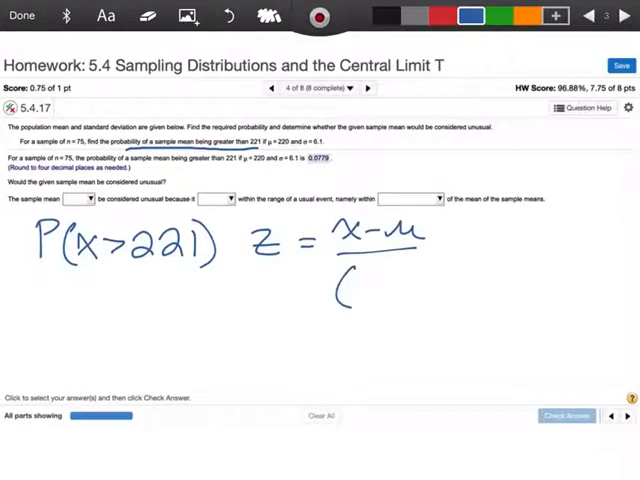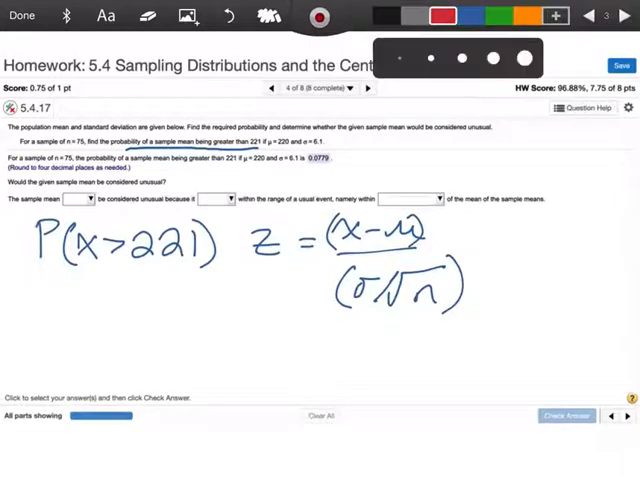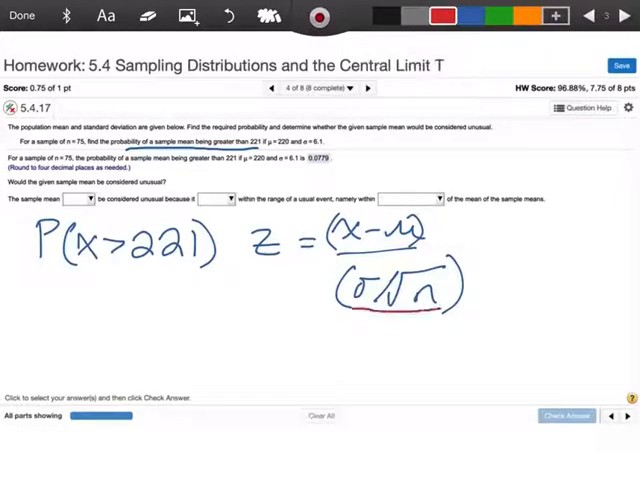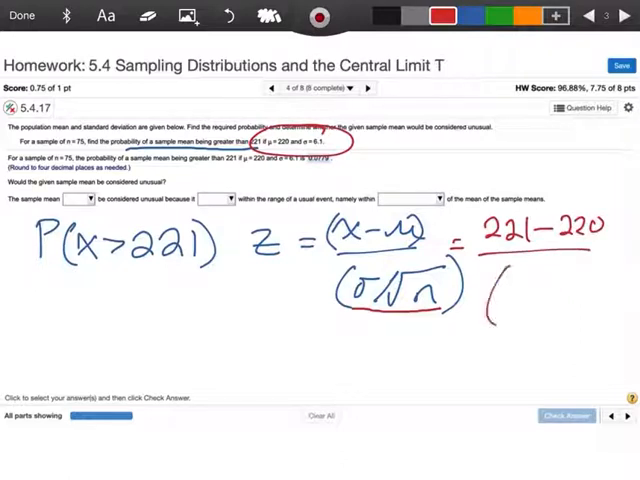And since we're dealing with sampling distributions, remember the formula to convert to a z-score is still going to be x minus mu. I'm going to put this in parentheses, remember, when I do this on my calculator. But instead of dividing simply by the standard deviation, I'm dividing by the standard deviation divided by the square root of n, because we're dealing with a sample here. So our x value is 221 minus our mu, which was 220. Our standard deviation is 6.1, and our n value here was 75.